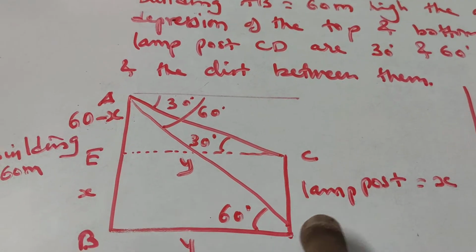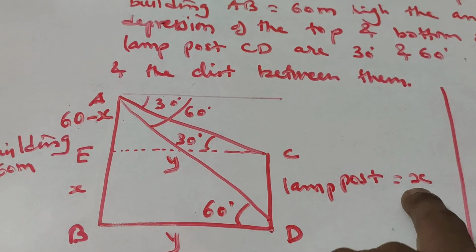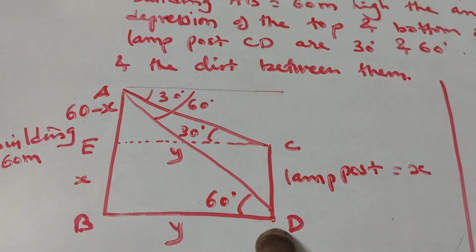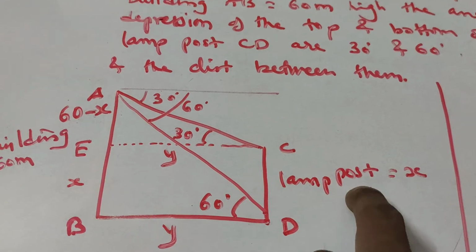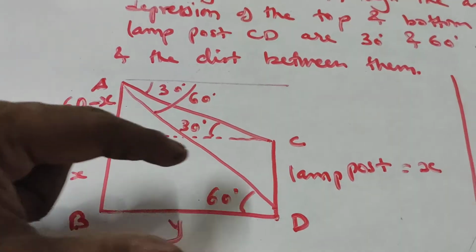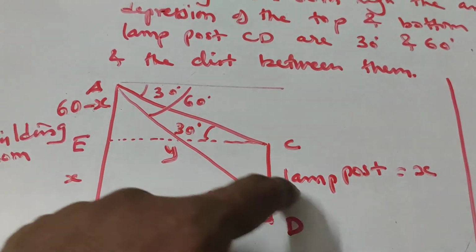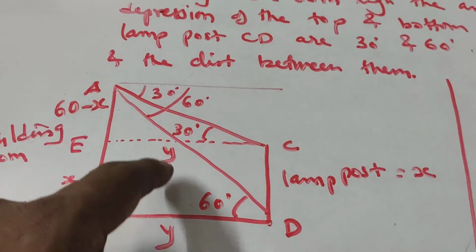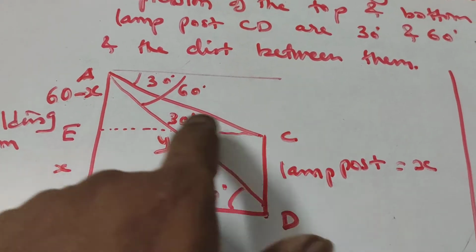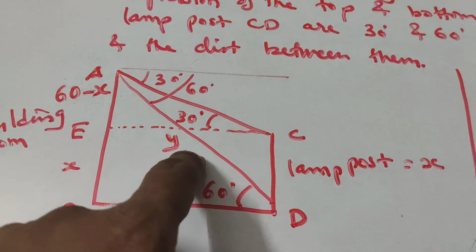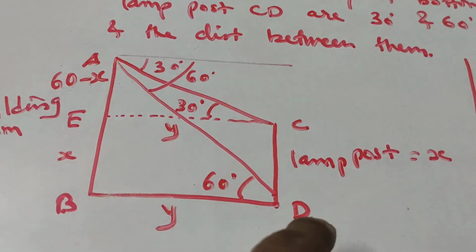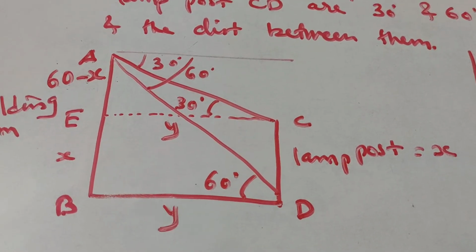Anyway, CD is a lamppost whose height is not given, so we consider it as x. The distance between the building and the lamppost is not given, so we consider y. This is x, so we draw a parallel line, EC parallel to BD. So this is x, this is also going to be x, and the distance between them is y. The line we have drawn, C to E, is also y. So we get two triangles here, AEC and ABD.